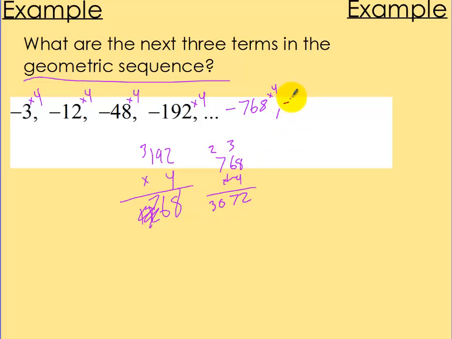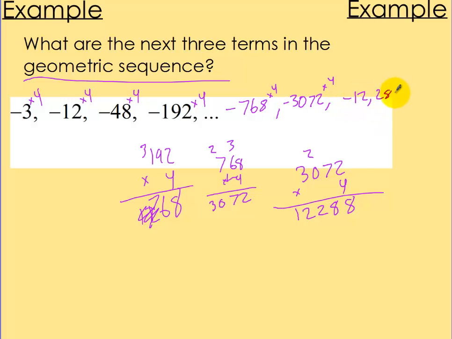So then my next one's going to be -3072. And for the last one I multiply by 4 again, so 3072 times 4. I didn't really use nice numbers here. So 4 times 2 is 8. 4 times 7 is 28. Carry a 2. 4 times 0 is 0, plus 2 is 2. And it'll be 12. So it'll be -12,288. So my next 3 terms. That's it.